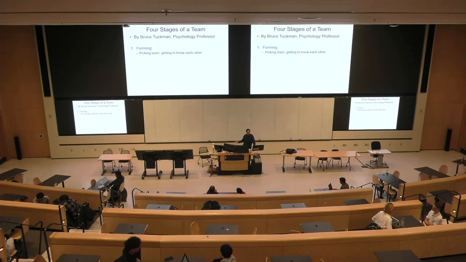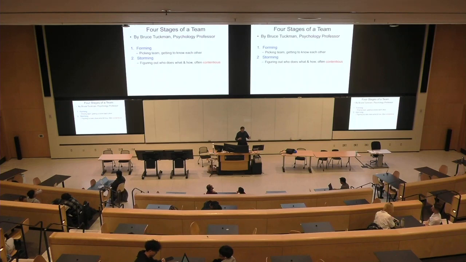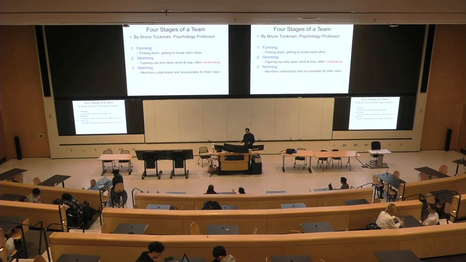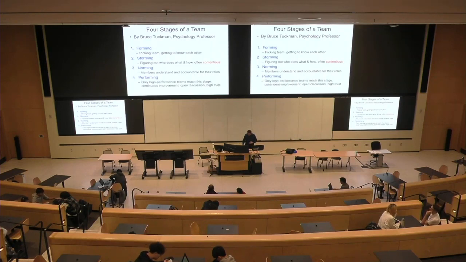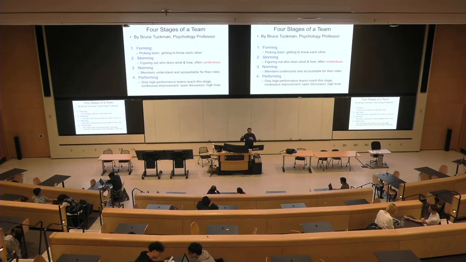Forming, so you're picking your team, you're getting to know each other. Storming, so you don't quite know how to work together, figuring out who does what. There can be a certain amount of confusion, and sometimes conflict. Norming, so you're getting used to working with each other, you're figuring out what the typical roles are, how you work effectively, what the norms of the group are, how you just execute. And then the last stage is performing, and not all teams get to this. Performing is, you're not just doing the same thing over and over again. You've got norms and you follow those procedures.